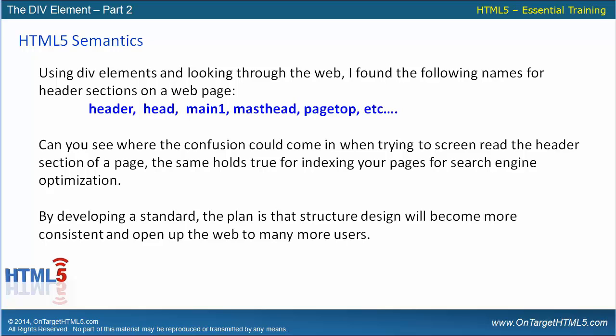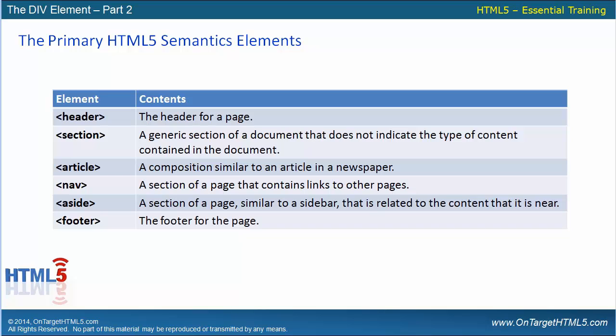So by developing a standard, the plan is that structured design will become more consistent and open up the web to many more users. And so that's what we're actually shooting for here. We're trying to get a much more structured design and the structural integrity of our web pages. The primary HTML5 semantic elements that we're going to be concerned with, especially during this tutorial, and keep in mind there are additional semantic elements, but these are the ones we're going to focus on, are header, which is the header for a page, section, which is a generic section of a document that does not indicate the type of content contained in the document, and don't let the definition confuse you.